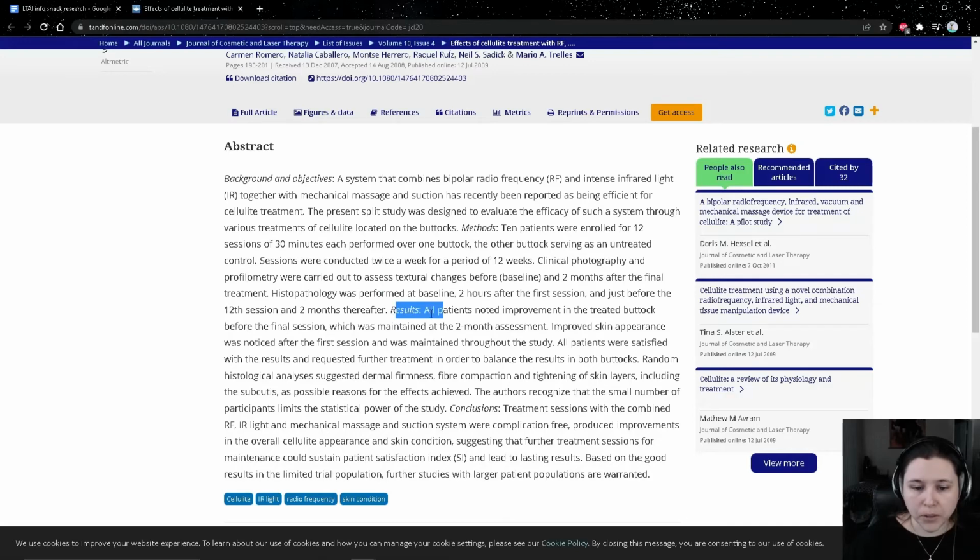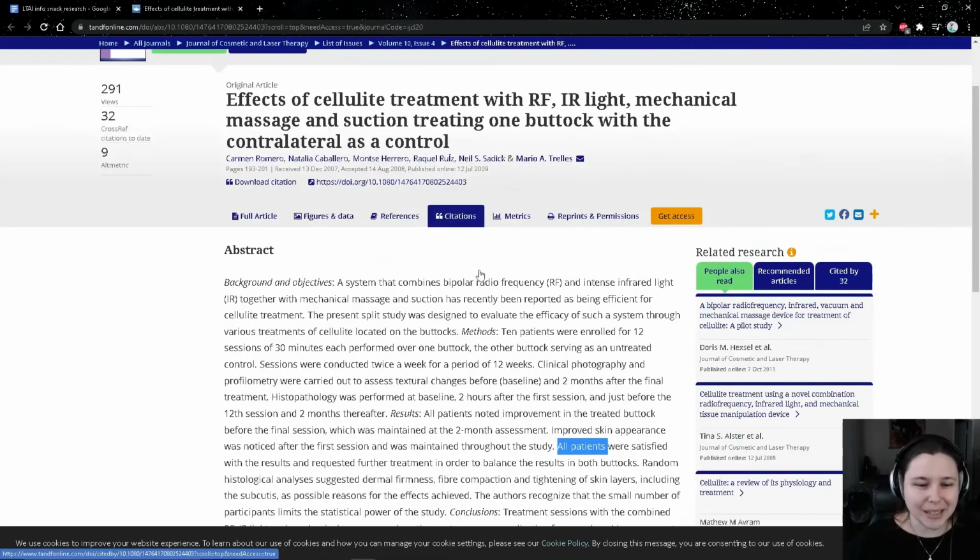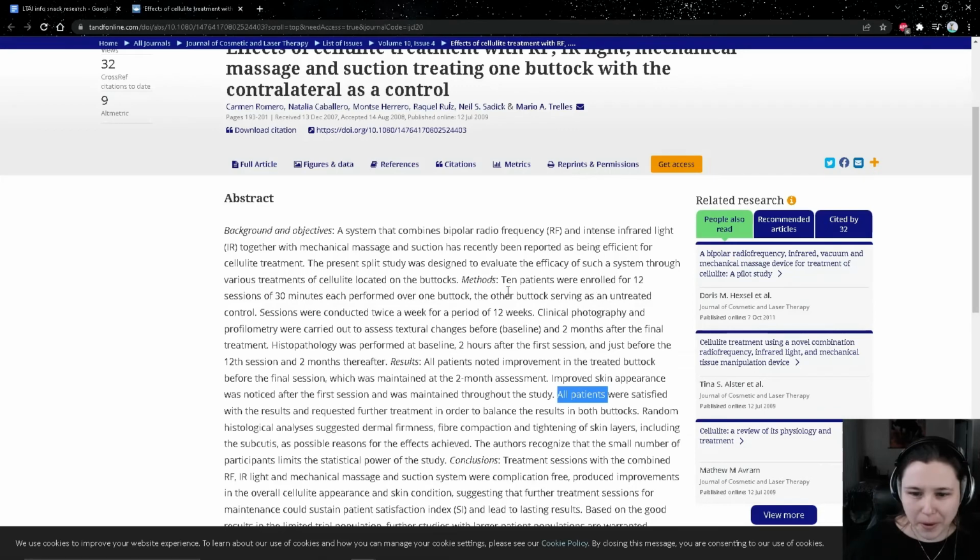So, okay, here's the results. All patients noted improvement in the treated buttock before the final session, which was maintained at the 2-month assessment. Improved skin appearance was noticed after the first session and was maintained throughout the study. All patients, that's a big deal. Every single one that participated in this were satisfied with the results and requested further treatment in order to balance the results in both buttocks. That's like saying 10 out of 10 dentists agree that you should use our product, okay? To me, that's a big deal. I'm trying to remember, 10 patients. Okay, yeah, so 10 people, all 10 people.